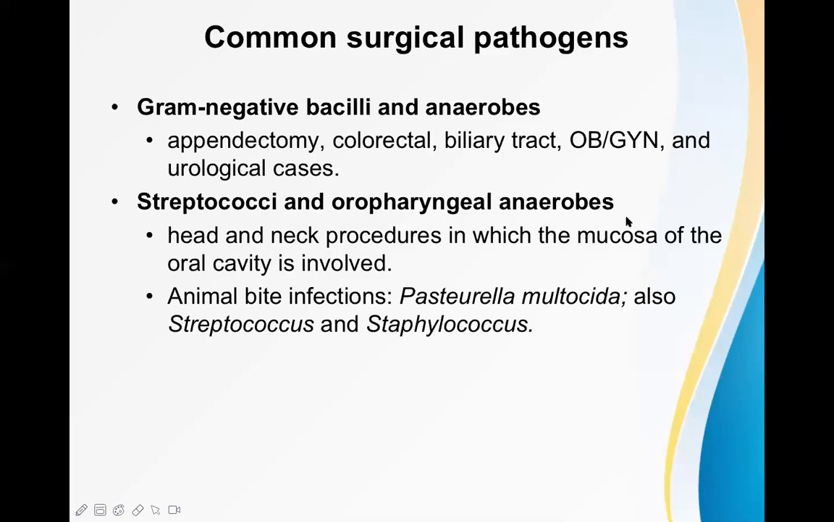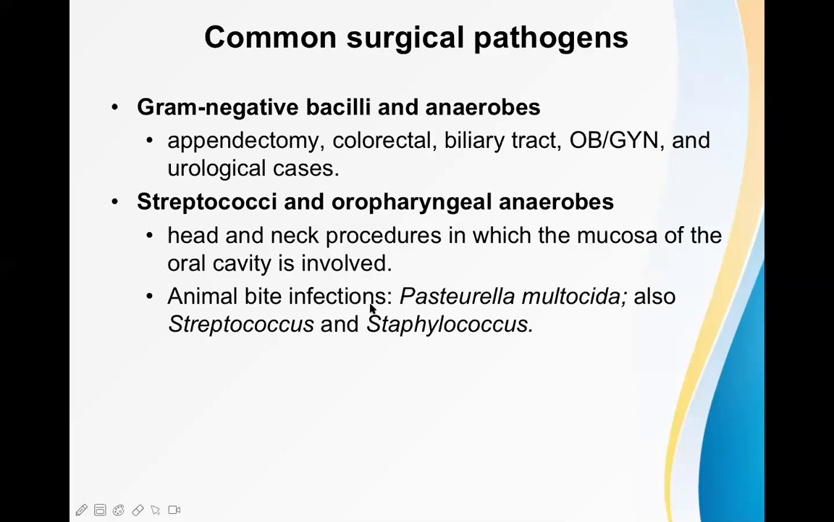Streptococci and oropharyngeal anaerobes are implicated in head and neck procedures in which the mucosa of the oral cavity is involved, because they are the normal commensals there in the oral cavity. The important examples are Streptococcus viridans group. Remember, Streptococcus viridans, they are the common pathogens in that area.